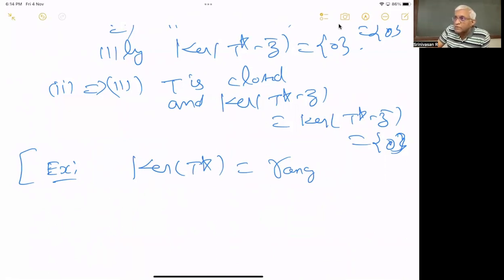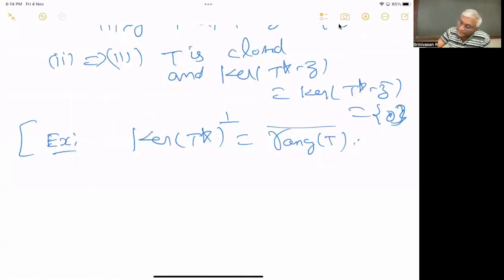It's an unbounded operator, so we should be a bit careful. Kernel of T star perp equal to range of T closure. Because it's an unbounded operator, the kernel of T star need not be closed. Mostly it will not be closed. In fact, for a linear functional defined on something, it's bounded if and only if the kernel is closed. The other way is also true. So kernel of T star perp is equal to range of T closure.